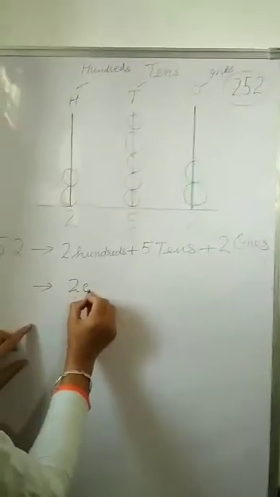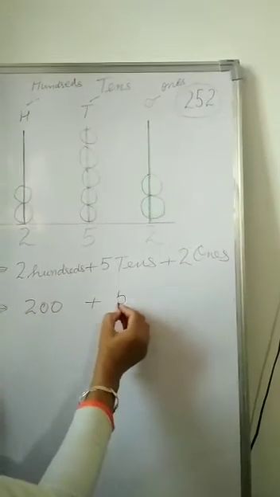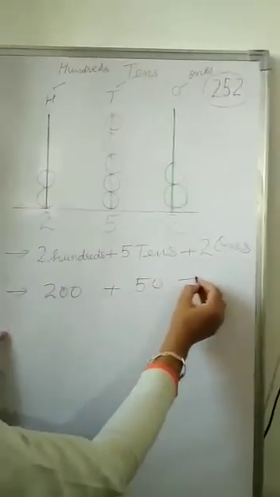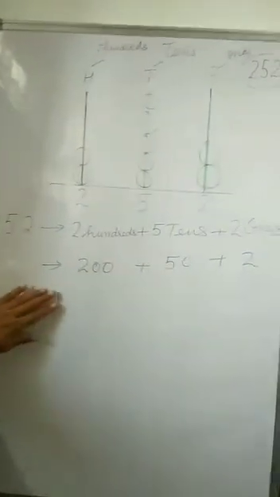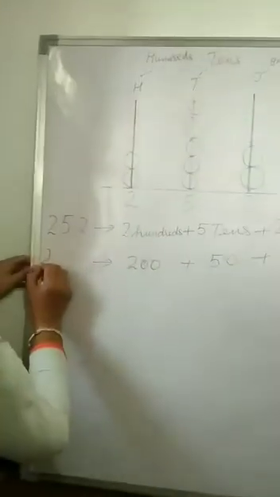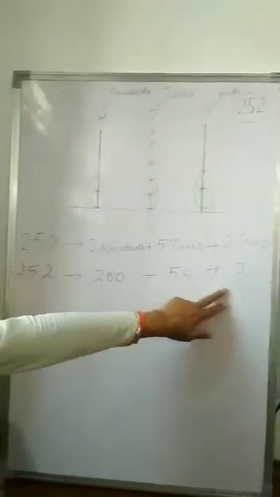Now 2 hundreds becomes equal to 200 like this. 5 tens will become 50 and 2 ones will become 2. So we have learned how we can write 252 in expanded form.